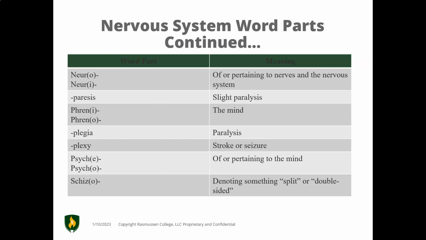Paresis is a slight paralysis. Pherino or pherinae is the mind. Suffix plagia means paralysis. Plexi means stroke or seizure. Word root psyche or psycho is pertaining to the mind. And schizo is denoting something split or double-sided.